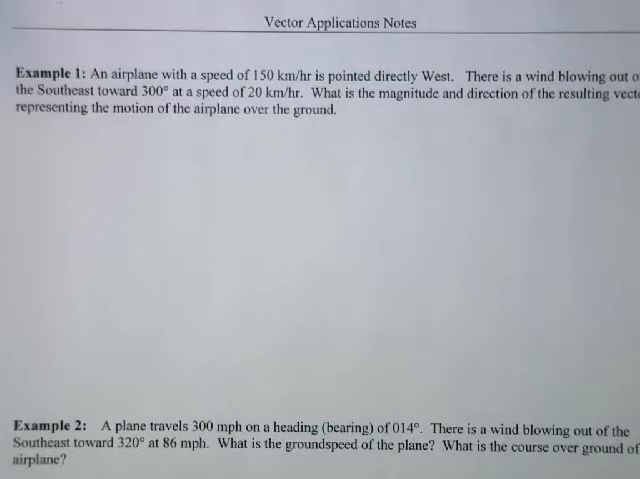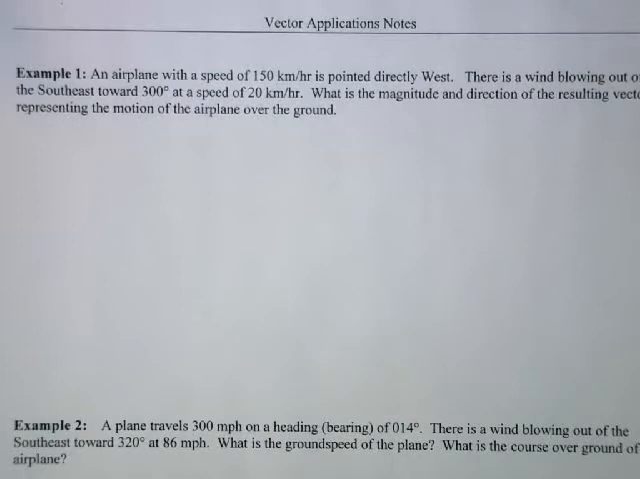We today are going to apply vectors and look at what vectors do for us in different scenarios. So our first one, an airplane with a speed of 150 kilometers per hour is pointed directly west. There is a wind blowing out of the southeast towards 300 degrees at a speed of 20 kilometers per hour. What is the magnitude and direction of the resulting vector representing the motion of the airplane over ground?